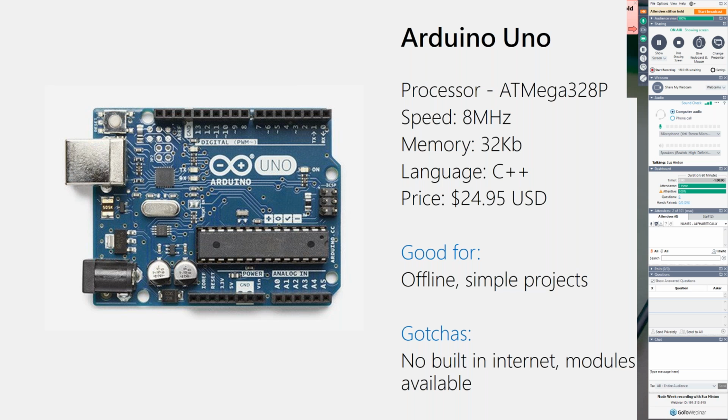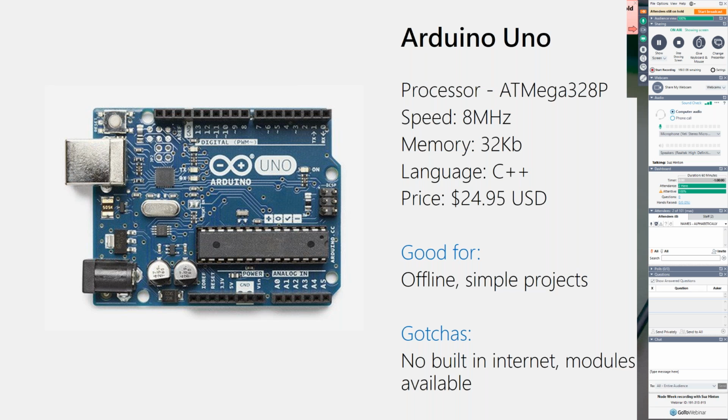Just some information on the tech specs, though. Its processor is an ATmega 328P. That's a bit of a mouthful, but essentially what it means is it runs at 8 megahertz. You heard right, 8 megahertz. So it's not lightning fast, but it gets the job done. It has 32 kilobytes of memory. So that's where the 32 or the 328 comes from in the name. You primarily program it with C++.